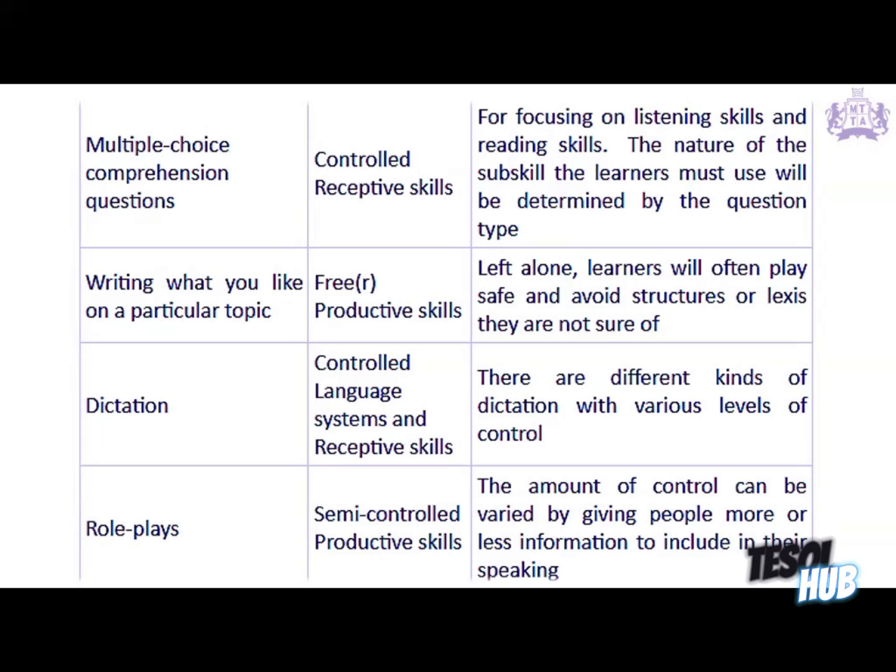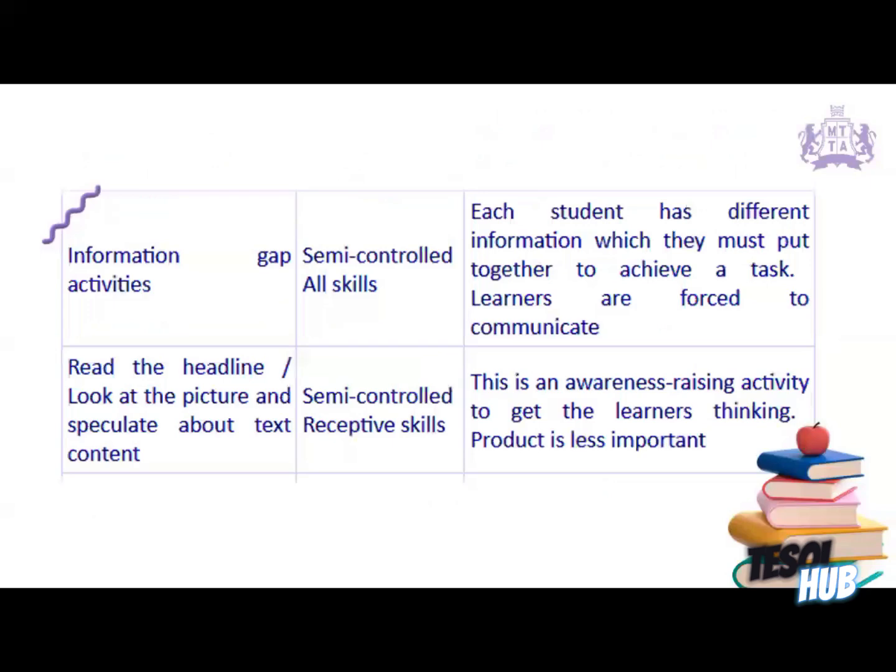Dictation is controlled practice. Excellent. Role play is semi-controlled practice, because sometimes they can use the productive skills. Information gap activities are semi-controlled practice, because we can have different answers or different information to complete the task. And read the headline, look at the picture, and speculate about the text content, this one is also semi-controlled practice.